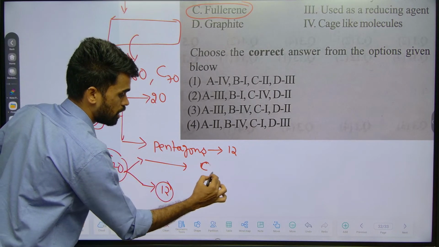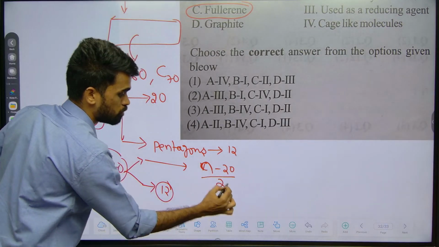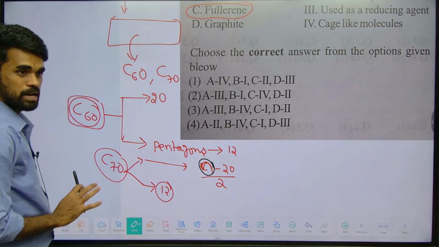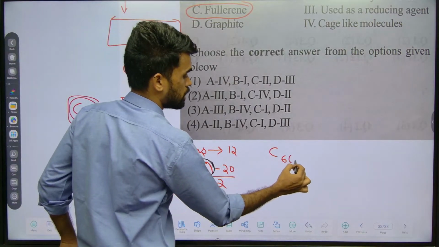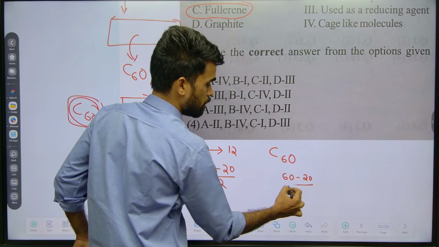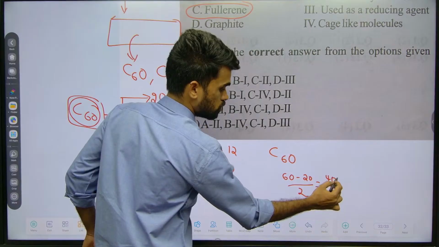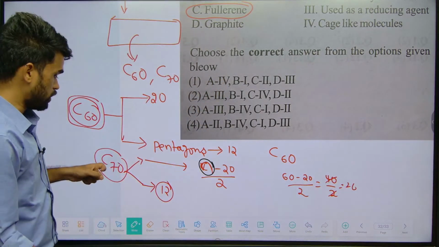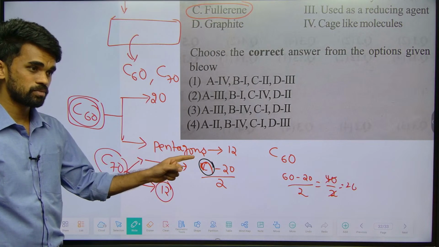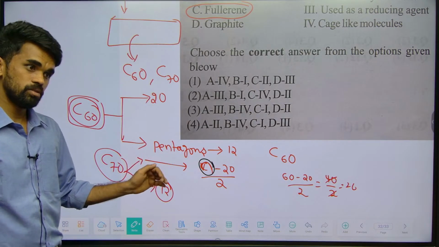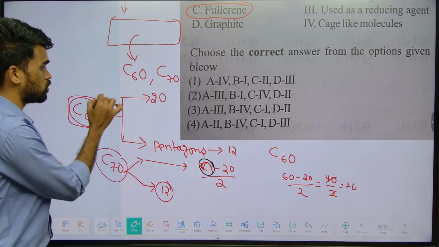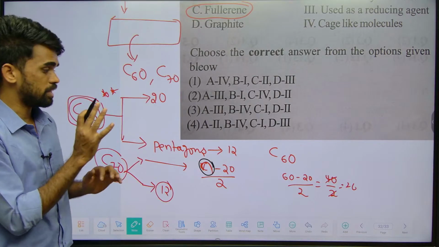There is a formula, a tricky way to remember this. For Cn, hexagons are (n minus 20) by 2, where n represents the number of carbon atoms. Let us apply it to C60: 60 minus 20 by 2, that is 40 by 2, which is 20. Now for C70, how many hexagons? 70 minus 20 is 50, divided by 2 is 25. So 25 hexagons. Remember how to identify the number of pentagons and hexagons in a given fullerene.